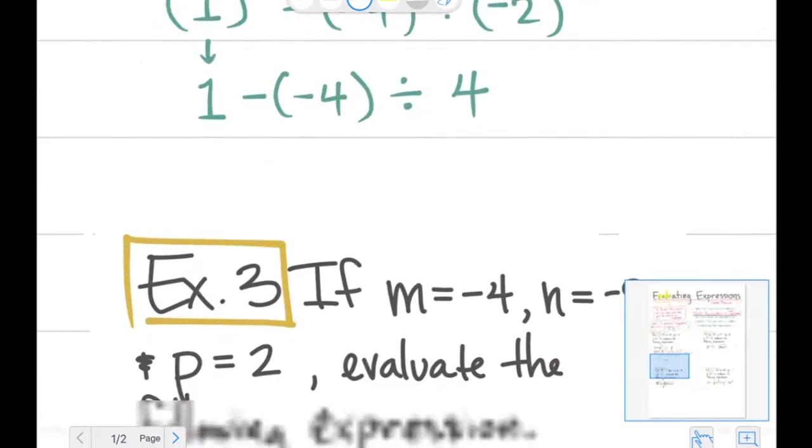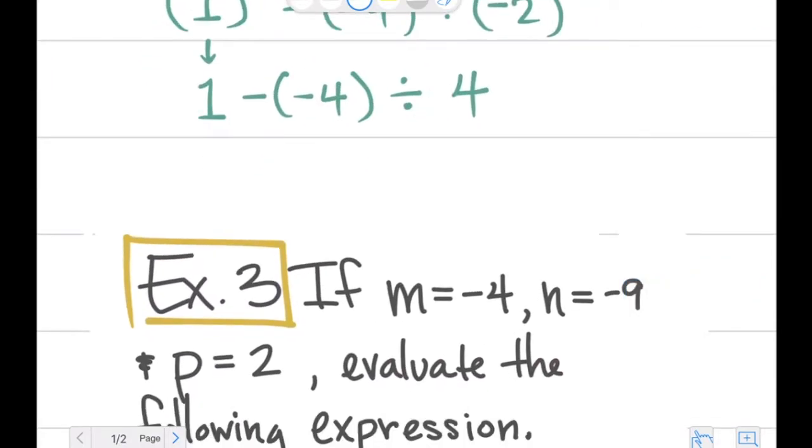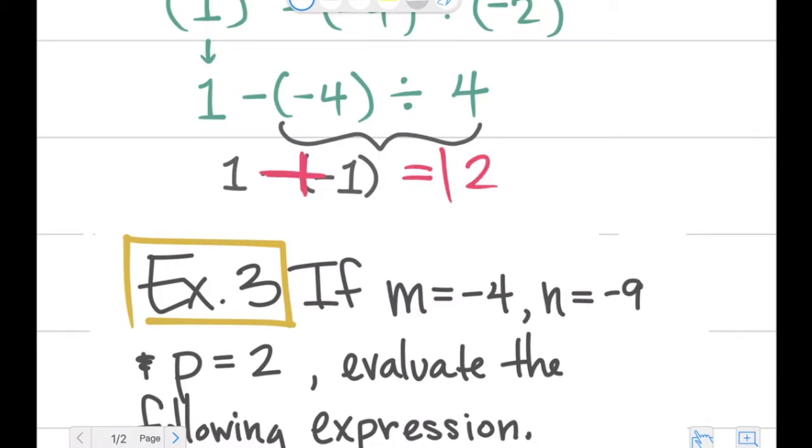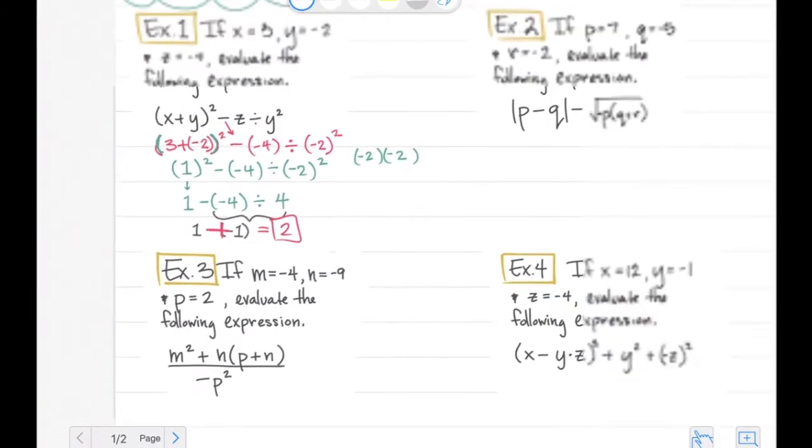Okay, so now what we have is subtracting and division. So let's go ahead and do division first. So -4 divided by 4 is a -1. And let's bring down what's left. We've got 1 minus, and I'm going to go ahead and separate off that negative number. 1 minus a -1. So minus a negative always ends up turning into a plus, and 1 plus 1 is 2. And now you've evaluated that expression.